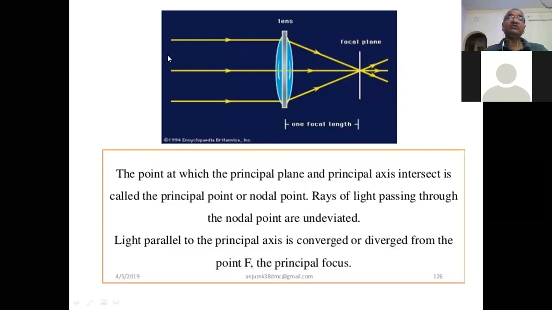But other rays, when they are incident on this lens, get refracted. They change their path. हा जो सेंटरचा जो लाईट लाईन आहे बघा, ही कशी आहे, it is undeviated. So rays of light passing through the nodal point are undeviated, and the light parallel to the principal axis is converged or diverged from the point F. It is called the principal focus.